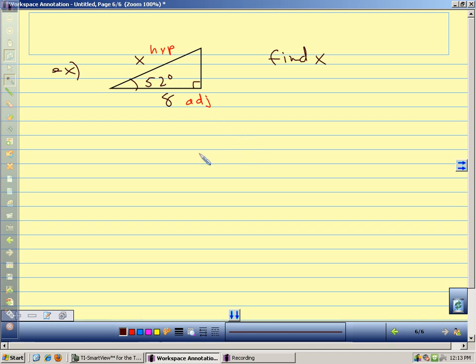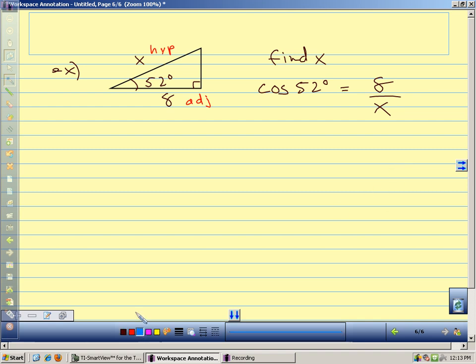Which one tells us about opposite and hypotenuse? Sine tells us about opposite and hypotenuse. In this problem we have adjacent and hypotenuse. Which tells us about adjacent and hypotenuse? Cosine. So we're going to write our equation with cosine. Cosine of 52 degrees equals the adjacent over hypotenuse, 8 over x.